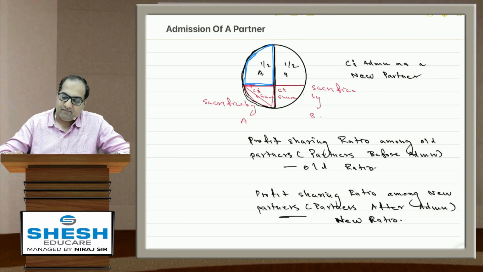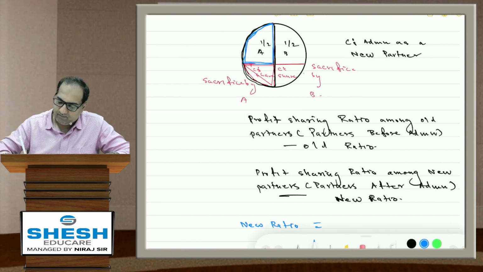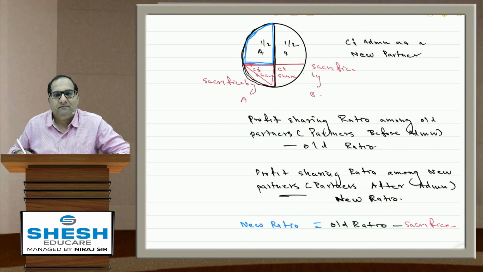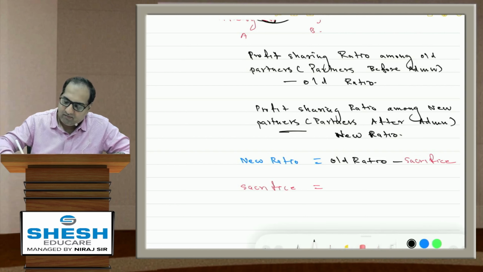Now that we know this, two formulas are ready. New ratio is equal to old ratio minus sacrifice. Blue portion is black portion minus red portion. Exactly the same way, you can write sacrifice is equal to black minus blue, so old ratio minus new ratio.